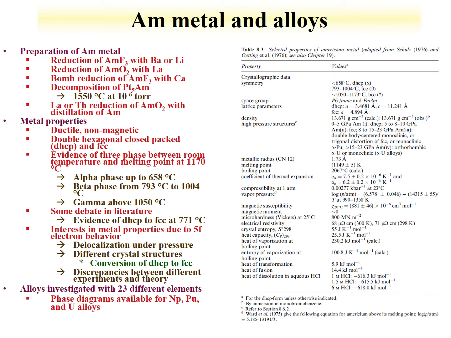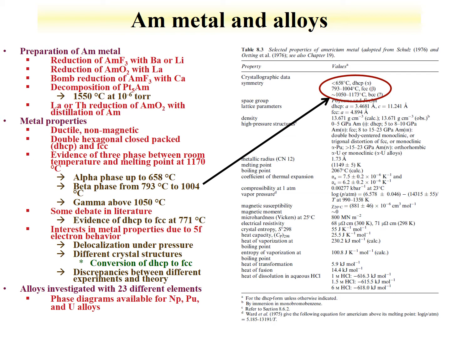Important compounds of Americium for the nuclear fuel cycle start with the metal and the alloys. Americium metal can be produced by a number of reduction reactions, starting with the fluoride with liquid barium or lithium. The oxide can be formed with the lanthanum species. There's also a number of other reduction routes that are available.